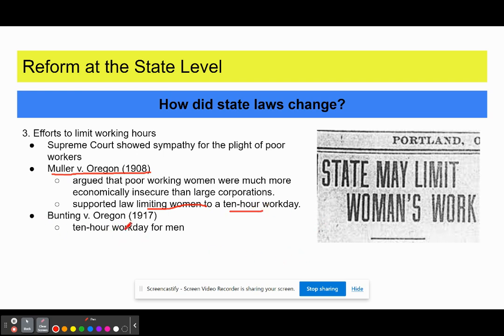Okay. And then Bunting versus Oregon. So these both happened in Oregon. It limited work to 10-hour days for men. So we see a change in this idea that you should not have to work 15, 16, 18 hours a day.